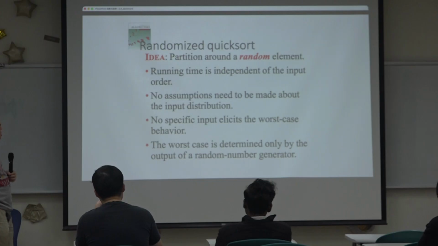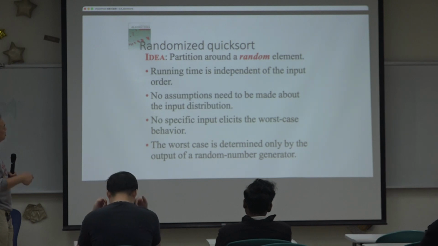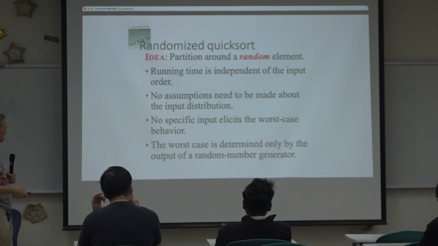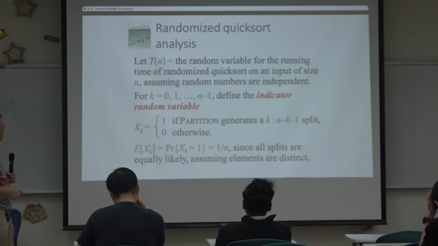So we do not assume anything about the input distribution. So no specific input elicits the worst case behavior, because it's a randomized selection. So the worst case is determined only by the output of a random number generator, because the random number generator determines where you select the pivot. So it is actually easier than you think.